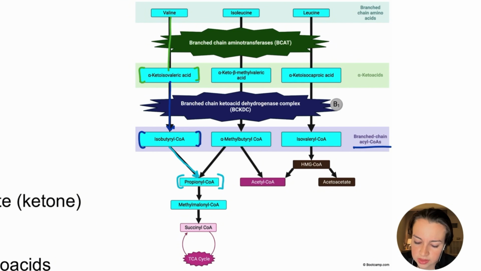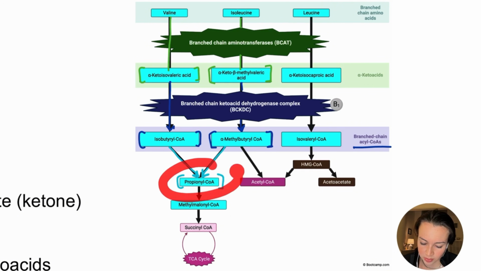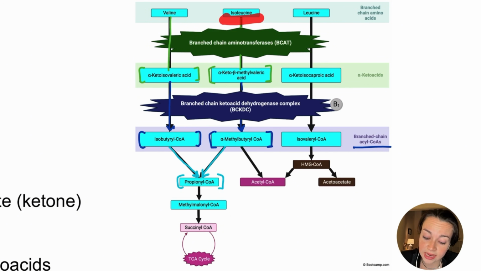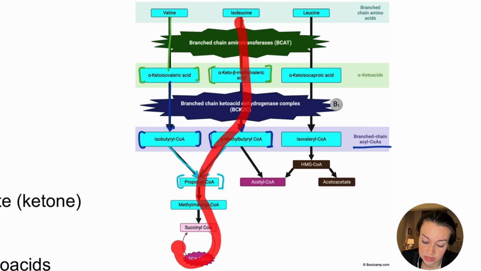For isoleucine, BCAT will turn isoleucine into an alpha keto acid called alpha keto methylvaleric acid. Like I said, don't memorize that name. That alpha keto methylvaleric acid will be acted upon by BCKDC to turn into alpha methylbutyryl-CoA. Like we alluded to before, alpha methylbutyryl-CoA can turn into propionyl-CoA, because isoleucine was the I in our vomit pathway that creates propionyl-CoA. So isoleucine can eventually go on to feed into the TCA cycle.